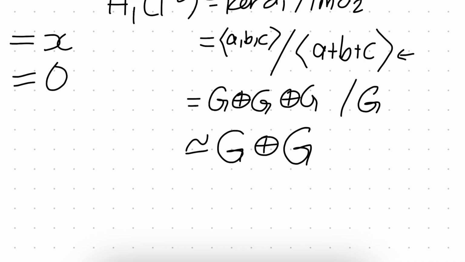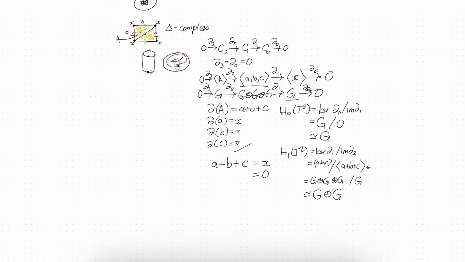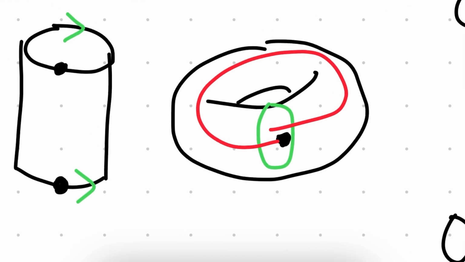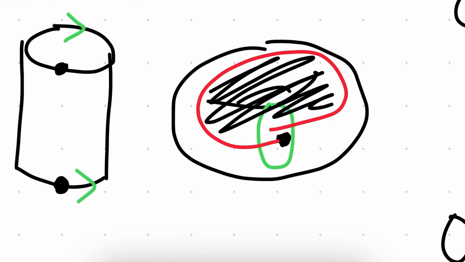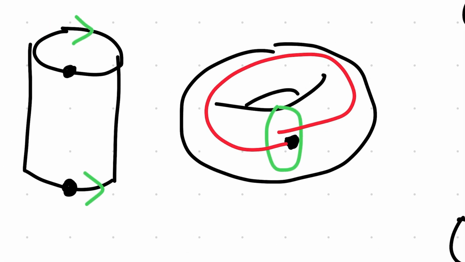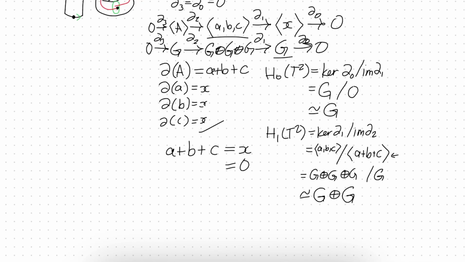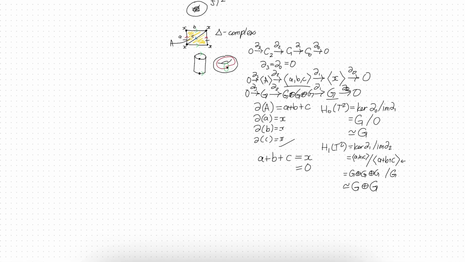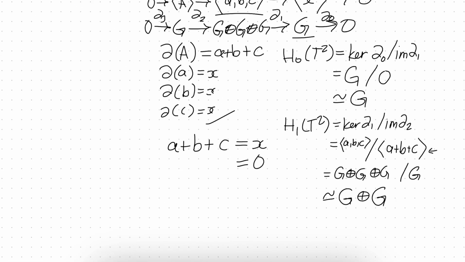Okay. And that's true because we have 2 one-dimensional holes here. The one-dimensional holes being the hole that's encompassed by this red circle, and the one that's encompassed by this green circle over here. So it's precisely 2. There are 2 one-dimensional holes here.